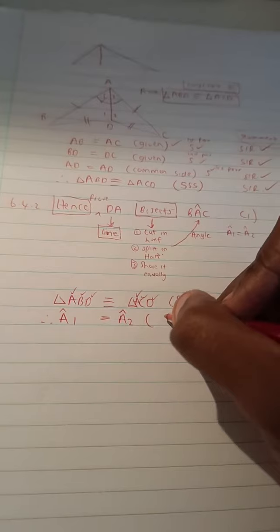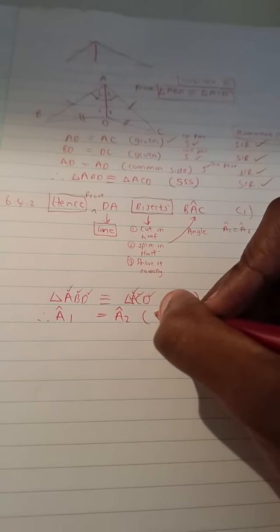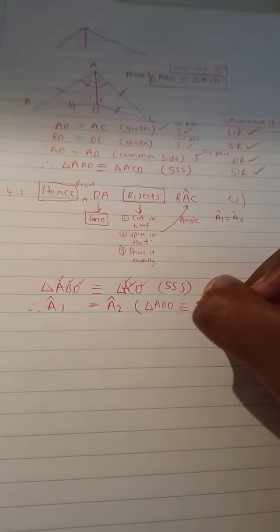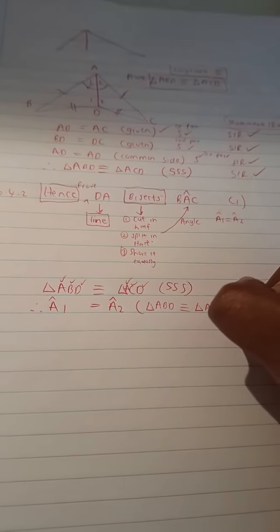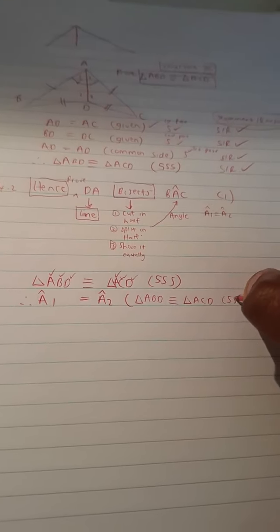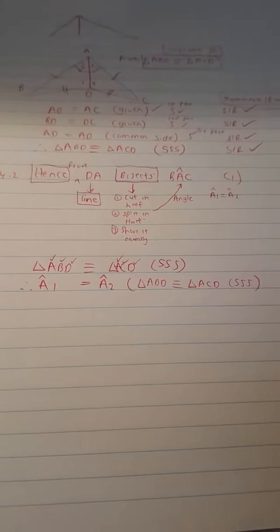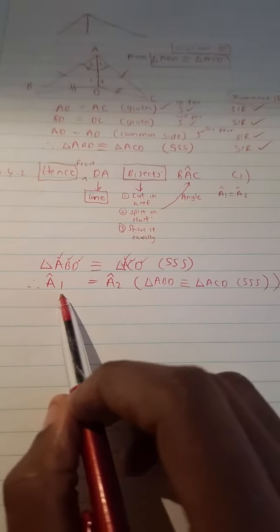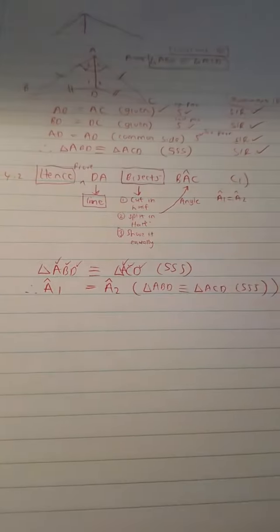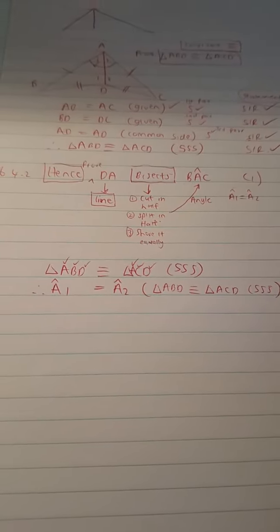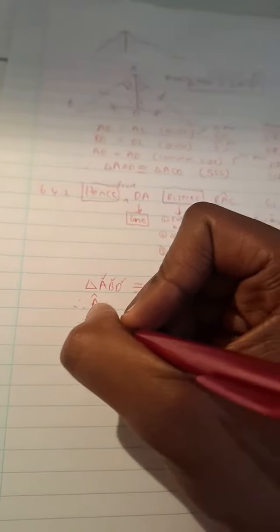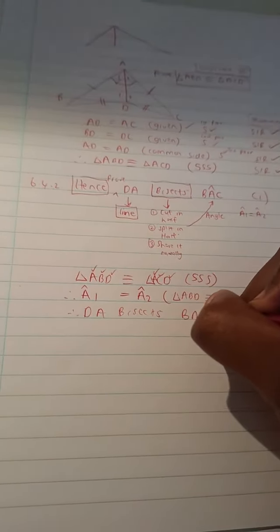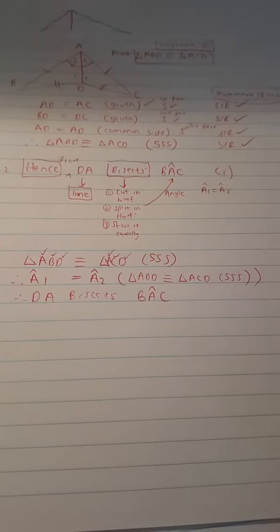Why are we saying that? It's because, guys, triangle ABD is congruent to triangle ACD for the case of congruency that we had spoken about, which is SSS. Does that make sense, guys? So that's why we say angle A1 is equal to angle A2. Therefore, DA bisects BAC.